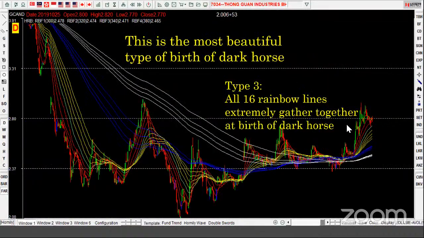And this is another example. All the 16 lines here are gathered together, right? So this is the most beautiful type. If in future you can find this kind of birth of the course, then congratulations. This might really be a big bull share in future. You have caught a very bullish share with great potentiality. The price might double after the birth of the course.